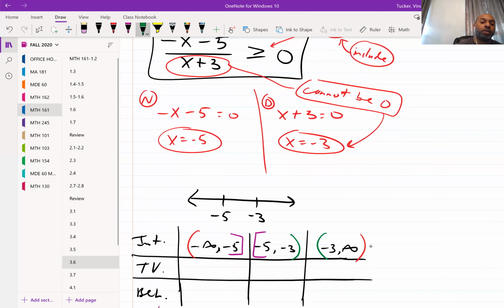All right, so you just have to be careful with that when dealing with rational expressions. You use a bracket on the value that you get out of the numerator, but use parentheses for the number that you get out of the denominator.